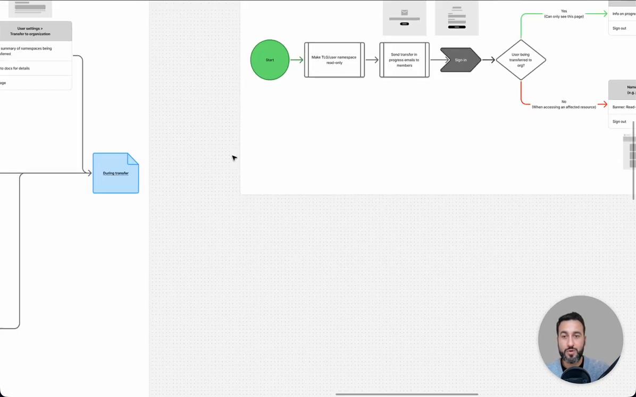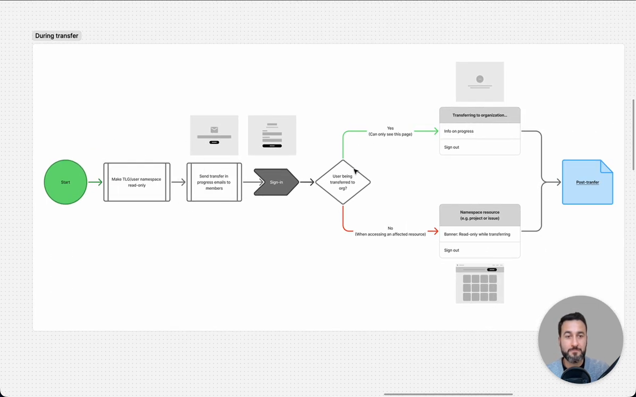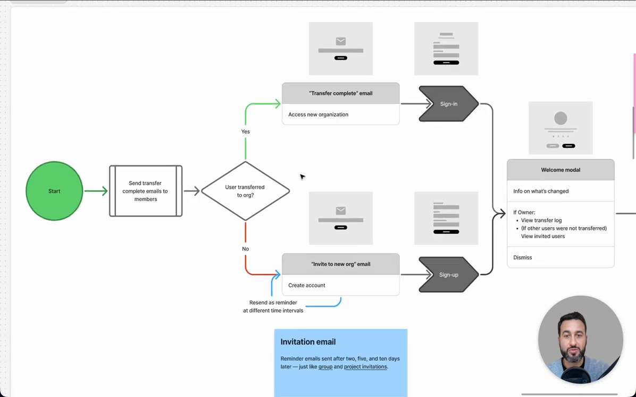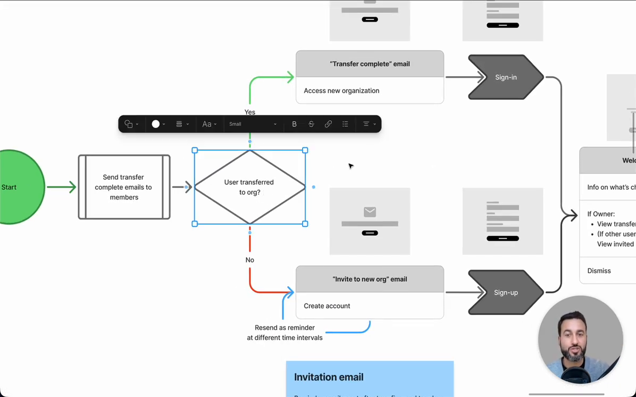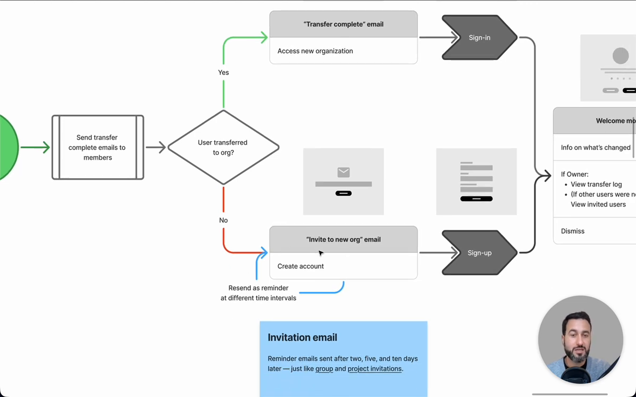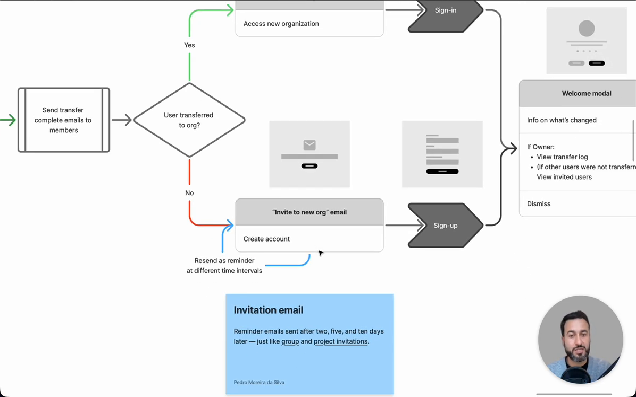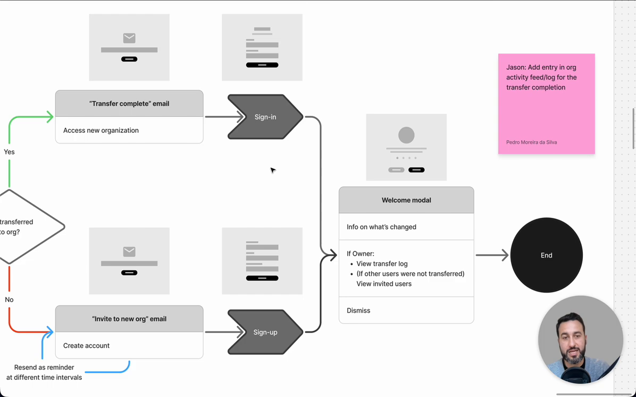And from here on, we move to the during transfer, which has its own flow of what is going to happen. And then after that, we have the post transfer, which depends on whether, for example, the user account was transferred to the organization or not. In this case, if the user is not transferred to an organization, they get an invite email to create an account in the new organization and go through the sign up process. If they get transferred to the organization, they get an email saying the transfer is complete and a link to access the new organization, and then to just sign in.